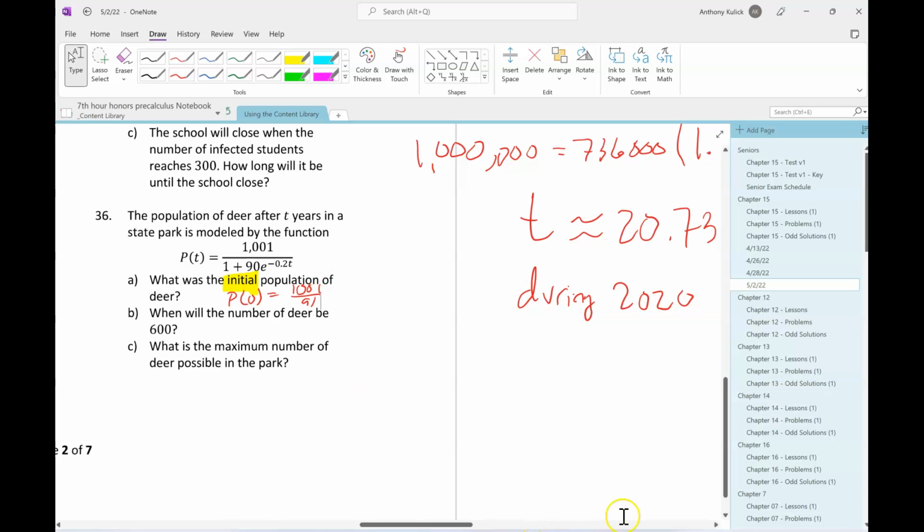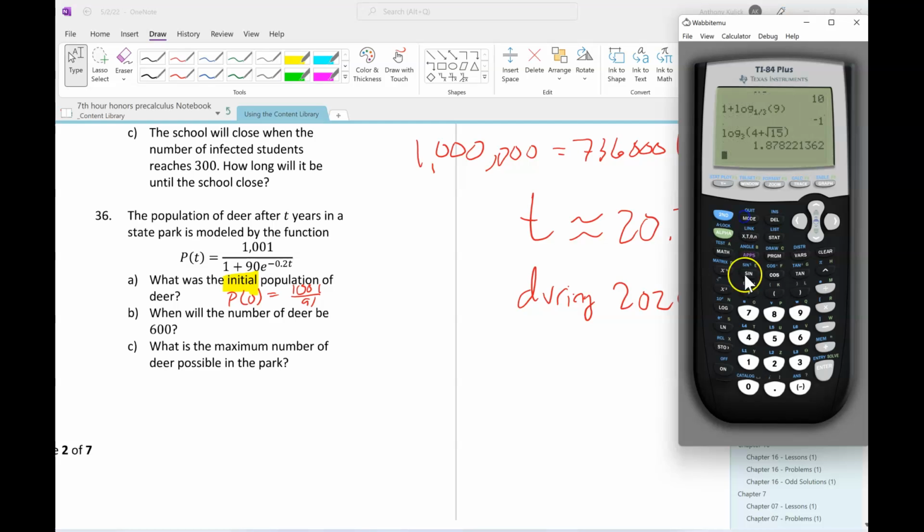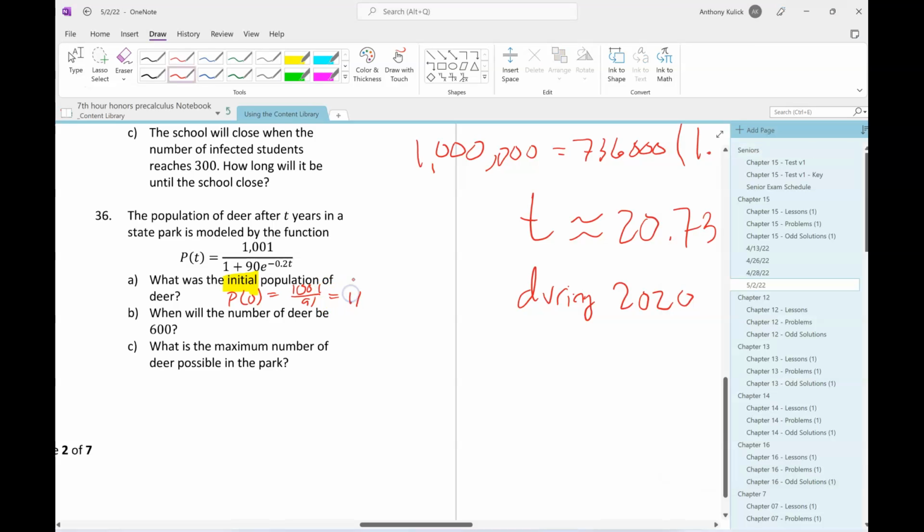Let's check. Oops, 1001 divided by 91. 11. When will the number of deer be 600? So there I'm just going to be solving that equation, right? Whatever that comes out to be. And the maximum number of deer in the park is just going to be the upper bound there.